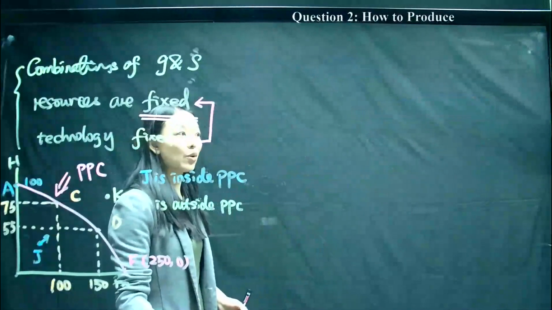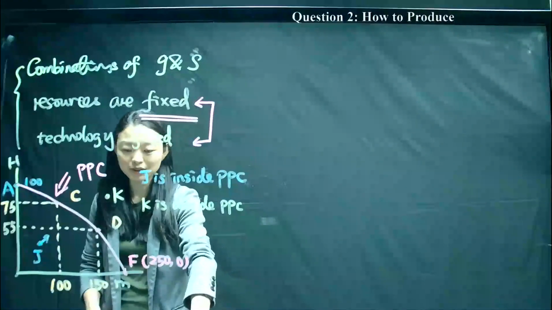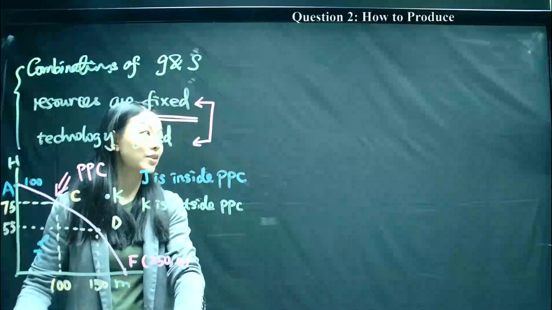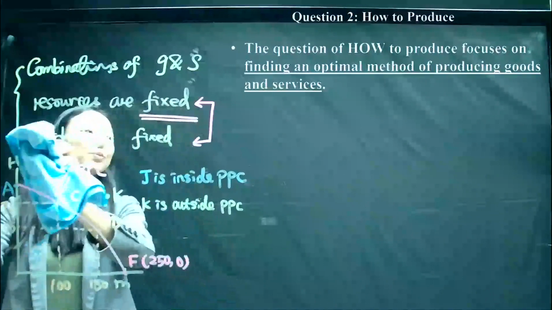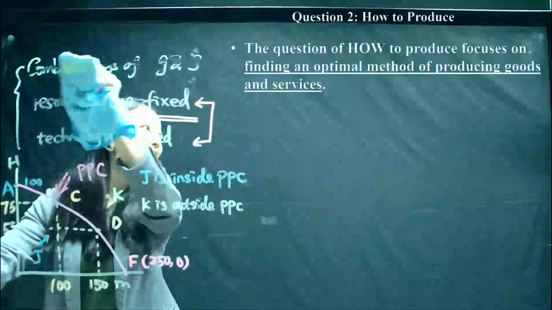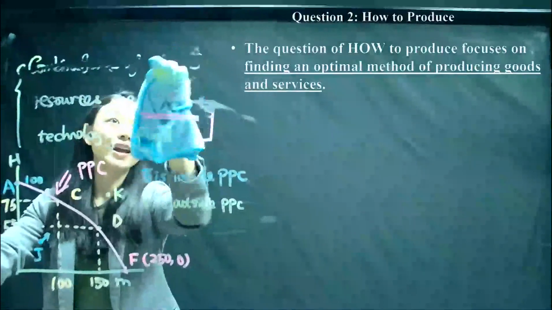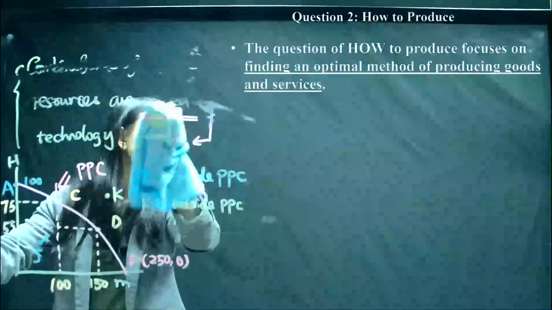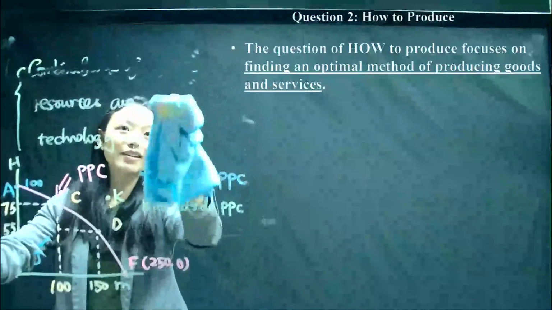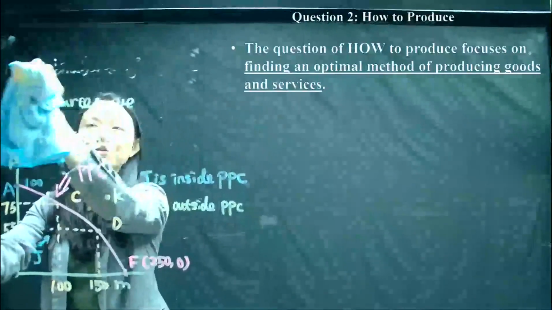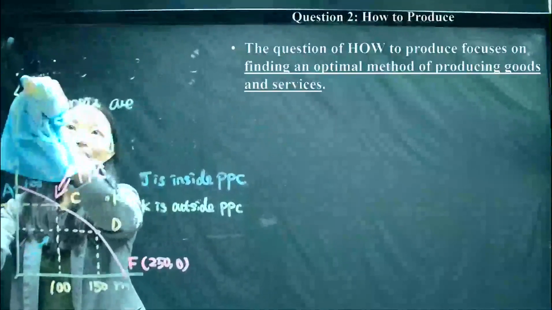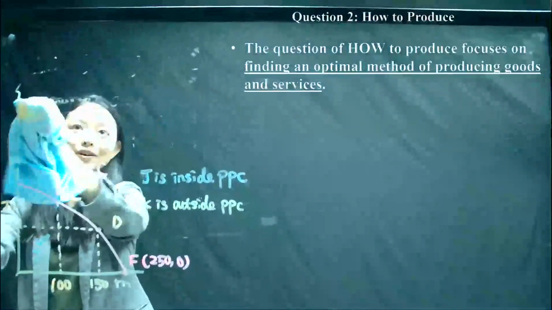Now let's look at the second question that economists try to answer. The second question is how to produce, right? So the question of how to produce focuses on finding an optimal combination of outputs. Then you need to think about how we can reach this optimal output. So every country has their own different methods.